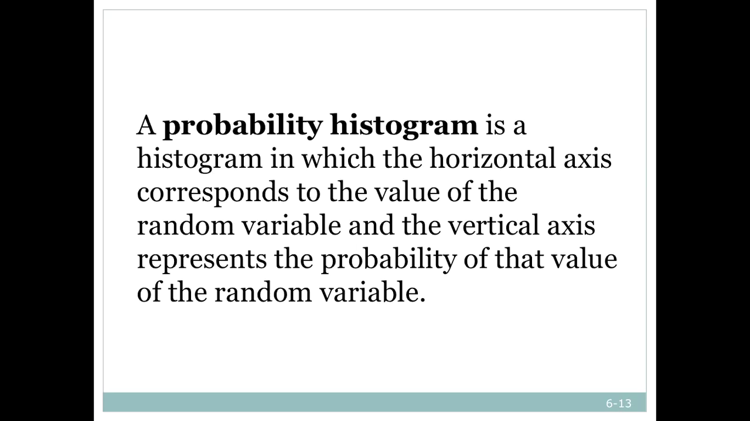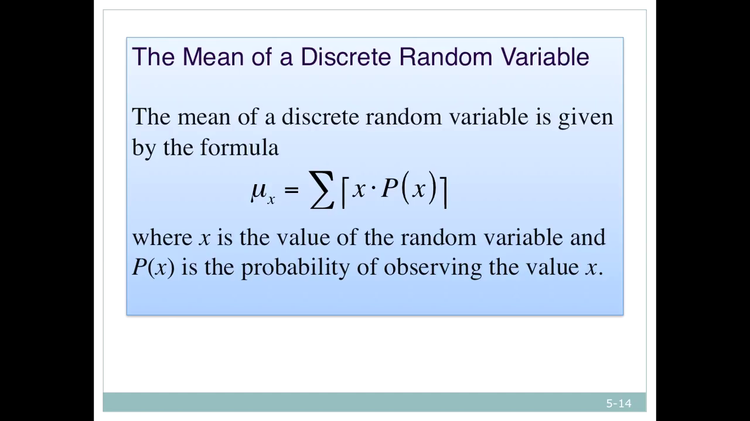Now, a probability histogram is just a histogram where the horizontal axis is going to correspond to the value of the random variables, and the vertical axis is going to represent those probabilities. So this looks a lot like a frequency or a relative frequency histogram way back from chapter 2.